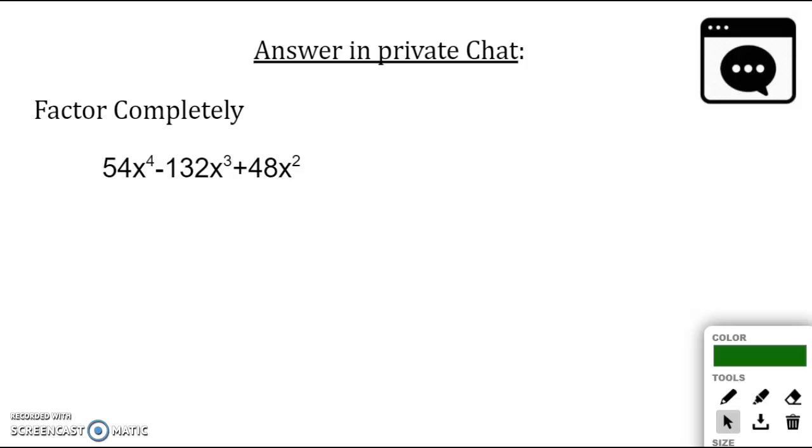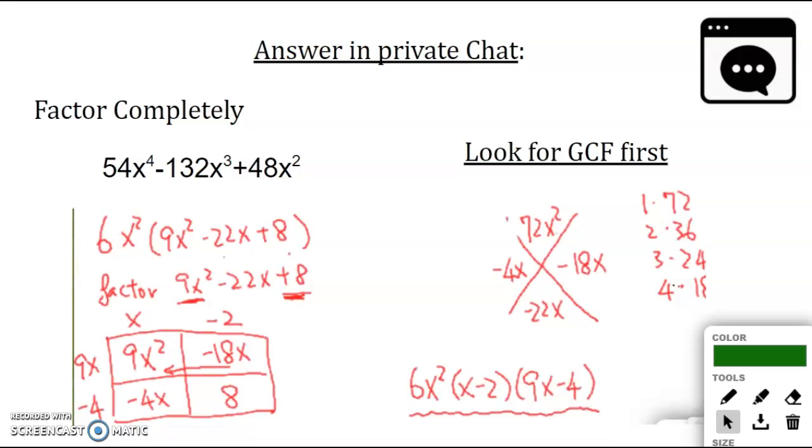Okay, next problem was 54x to the power of 4 minus 132x cubed plus 48x squared. Okay, again, we look for GCF first. And what do you do? What do you get when you look for GCF? Looking at the numbers first, I know that 6 is divisible by all 3 terms.